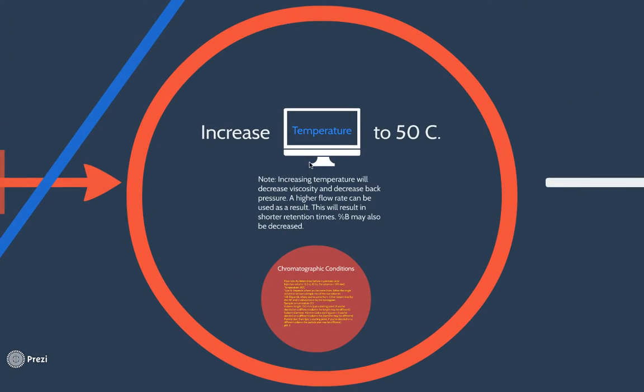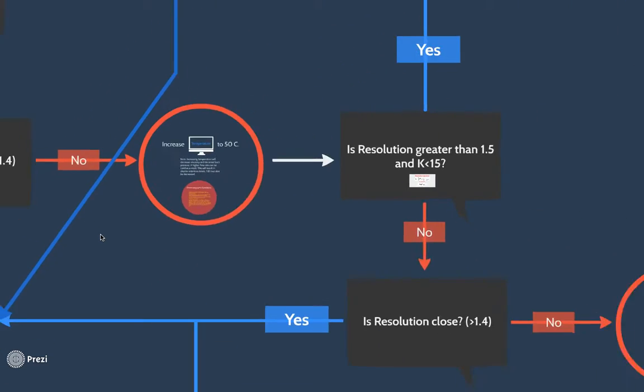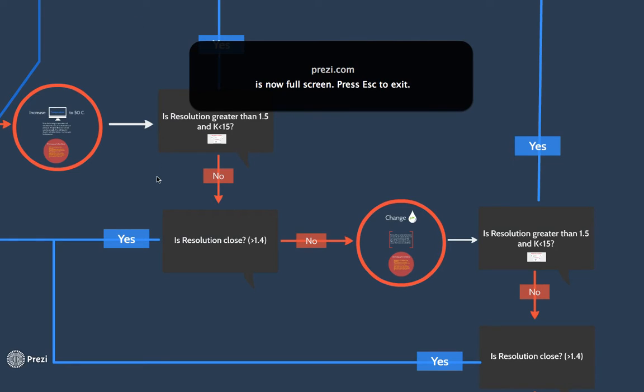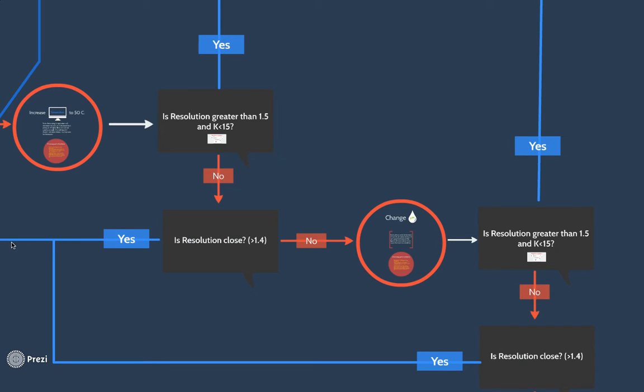So the first thing I decided to do was to change temperature, to see if that improved selectivity to achieve our goal. If it has, we end up at the smiley face. If not, we'll see if we're close. If we are close, we go and change efficiency. If we're not close, we try and change selectivity again.